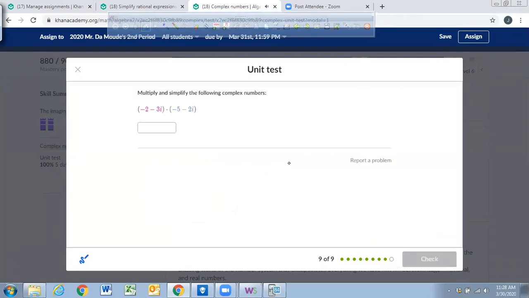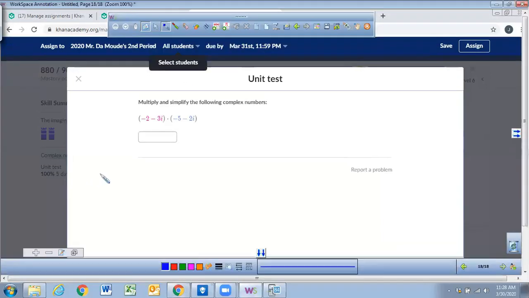Okay? Now, we're going to do this last problem a couple of different ways. While you guys are writing this problem down, -2 minus 3i times -5 minus 2i, we're going to write it down 2 different ways, and we can figure out how you like to multiply. Well, this is the more traditional way. We're going to do the FOIL method.